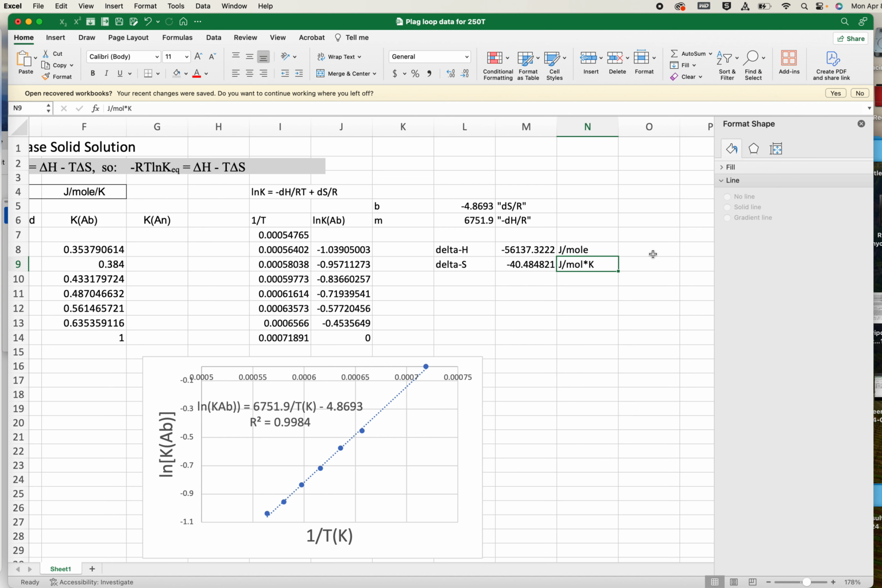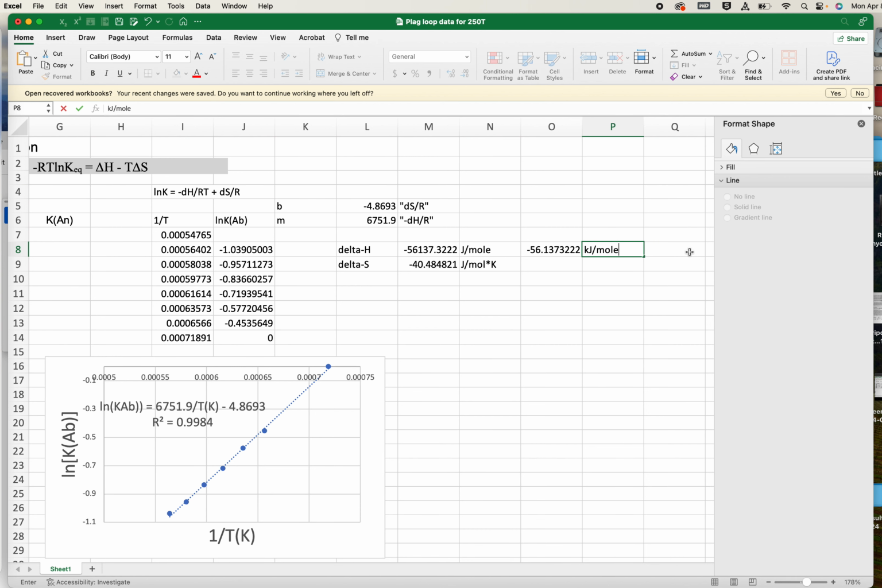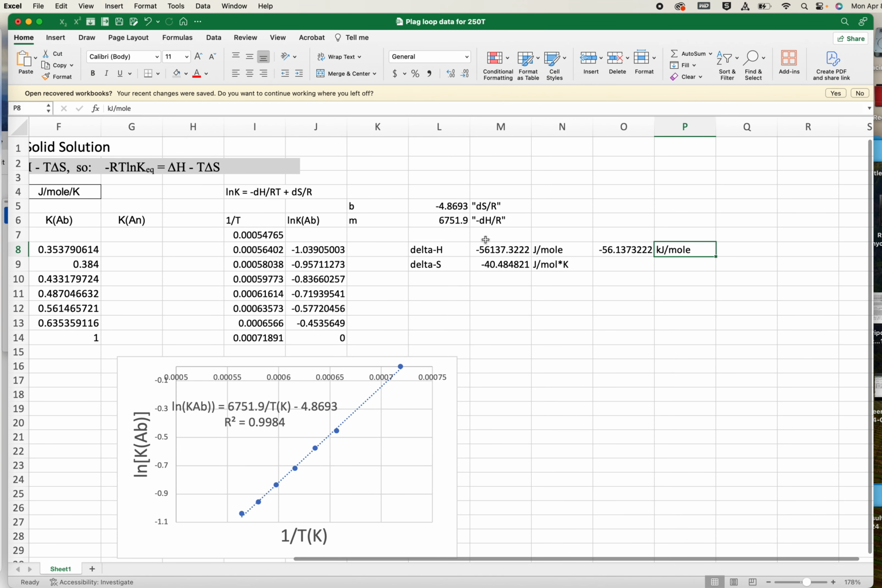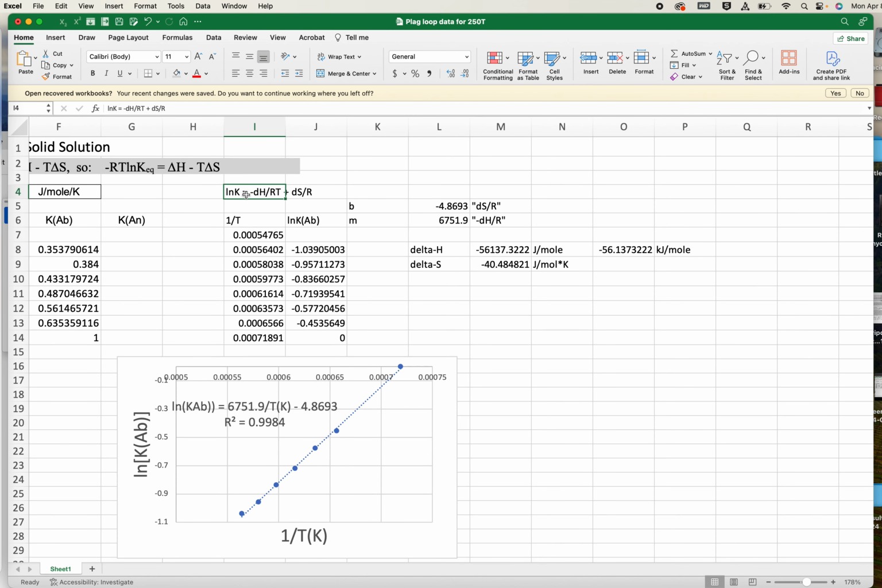We usually write delta H in kilojoules per mole. So if we divide this by 1,000, then we get this in units of kilojoules per mole. You can work this out with pen and paper. You probably should. Play with this equation to prove to yourself that this is in the form y is equal to mx plus b when we plot lnk versus 1 over t, and that the units here cancel as they should, so that the lnk is unitless when you're all done with the calculations.